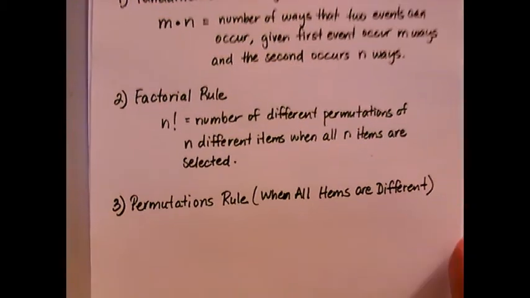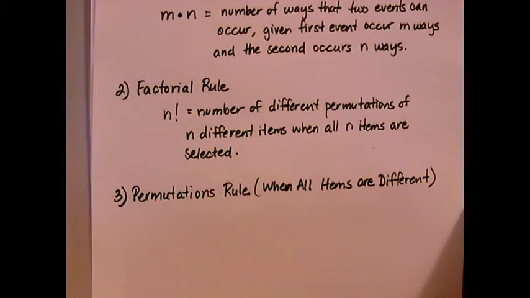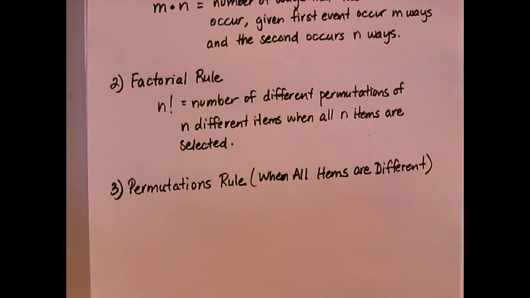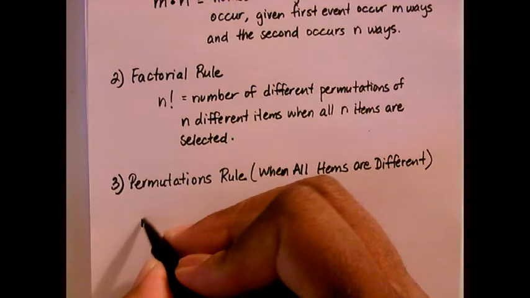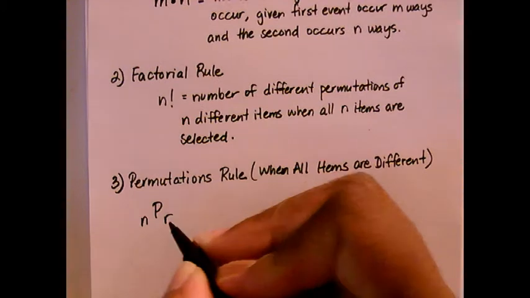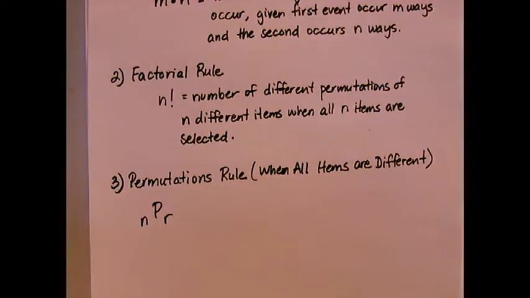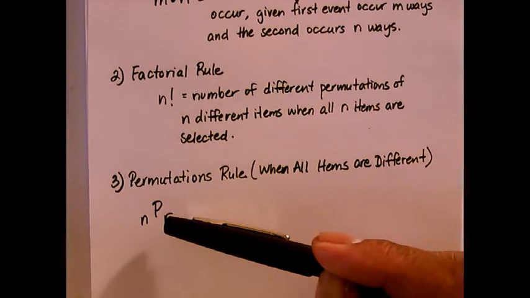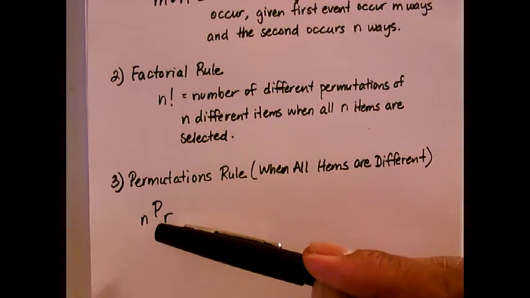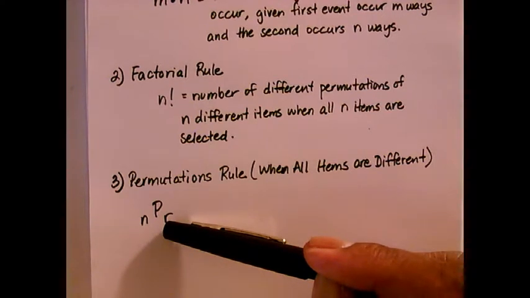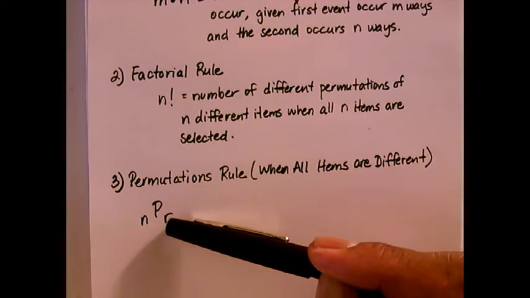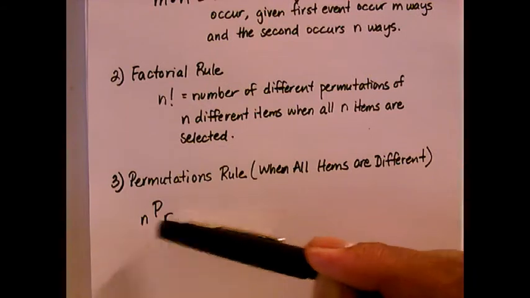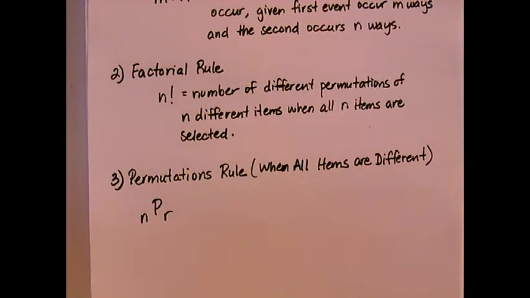Okay, and in this case, you have all the items and you're choosing a certain number of items, and it's this formula, nPr. And what that means is this. You have n items. r is going to be the number of items that you're going to be choosing at a time, at one time, without replacement. Okay, that's what this means.